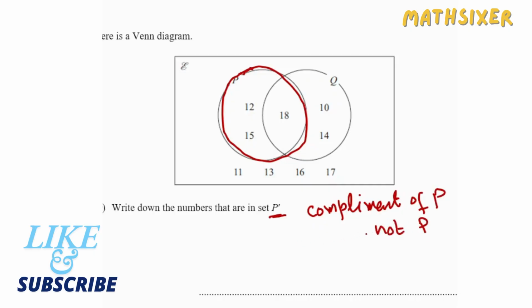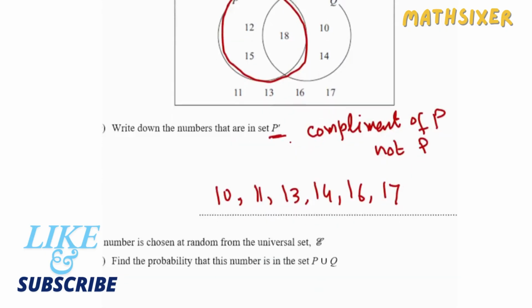We're not looking for P. So what is left now? We're left with 11, 13, 16, 17, 10 and 14. Let's write them down in order. So we have 10, 11, 13, 14, 16 and 17. So these are the numbers we have as a complement. This is only a 1 mark question. Let's move on to the next one now.